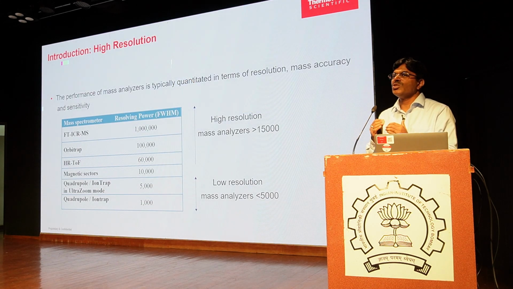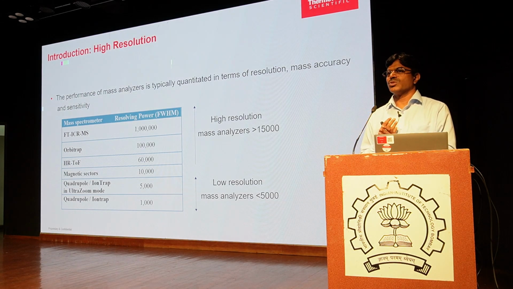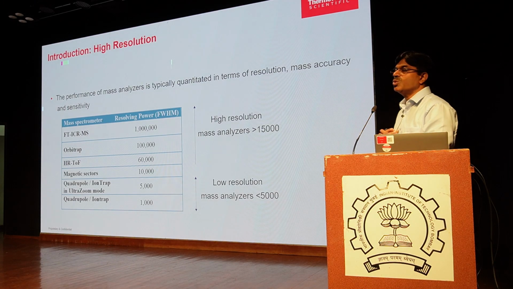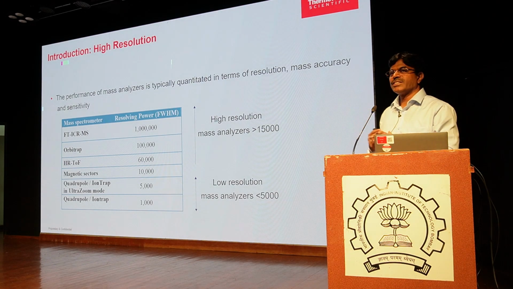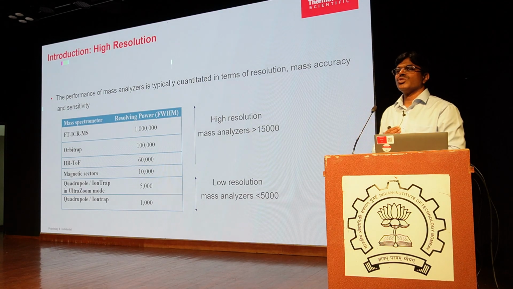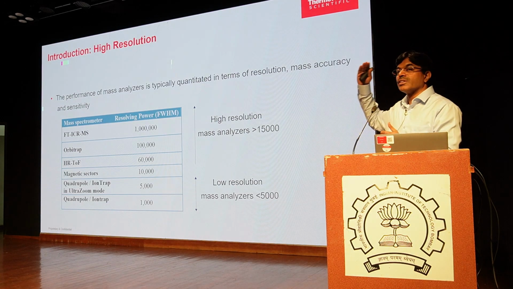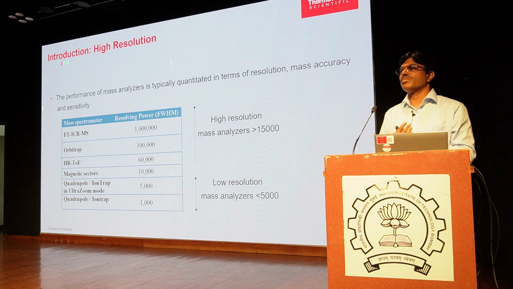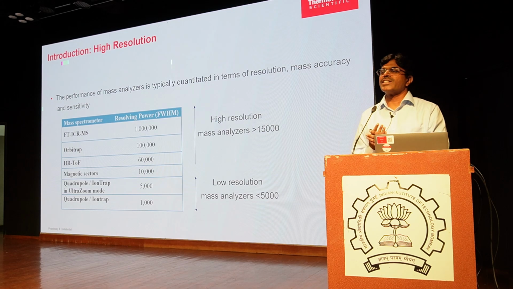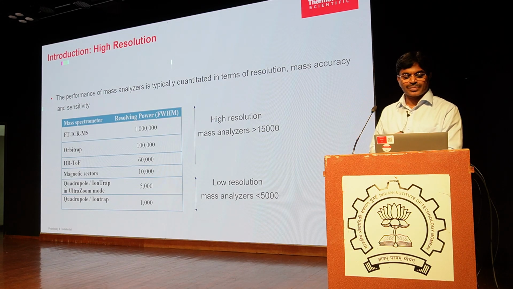So what are those high resolution instruments? Anything above 10,000 is considered high resolution, and anything below a resolution power of 10,000 is low resolution. Magnetic sectors start at 10,000. Then you can see high resolution TOF, and then Orbitrap starts from 60,000 and goes up to 1 million, 10 lakh resolution power. And then the FTICR, Fourier transform ion cyclotron resonance mass spectrometry. These are all high resolution mass spectrometry.